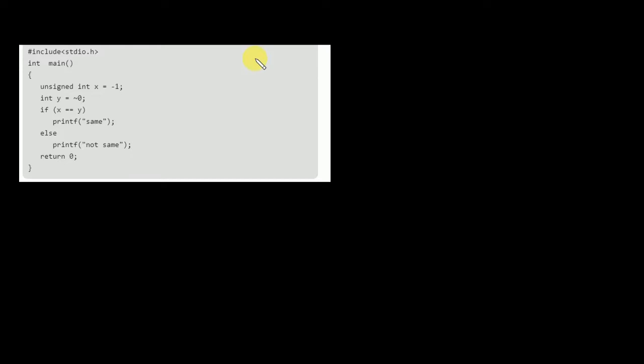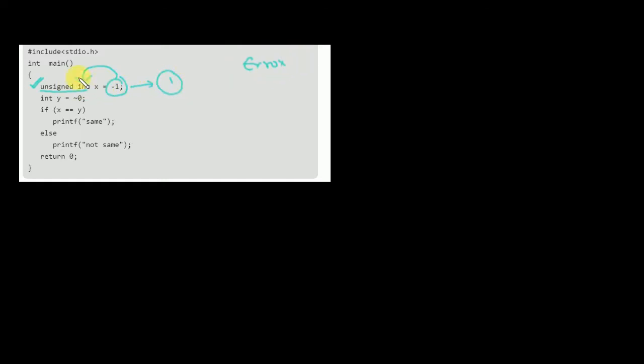So most people think that this is an illegal statement. Why? Because see here, there is an unsigned int x equal to -1. Since it is an unsigned int, how can we store this negative value in an unsigned int? So many people think that it is a wrong statement, maybe an error. So this is the first problem.